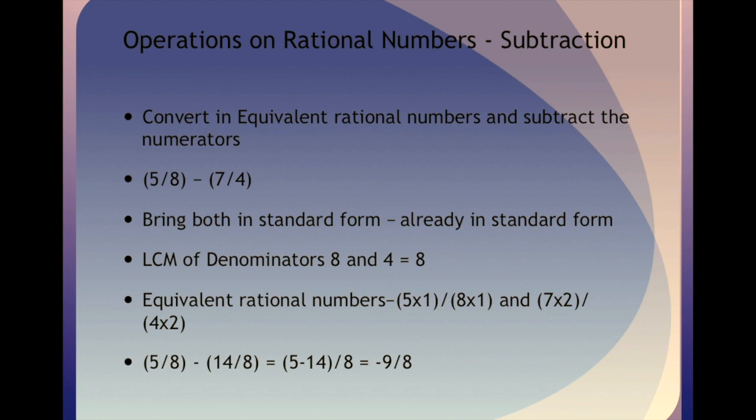So 5 by 8 and 14 by 8 are the two numbers in equivalent rational number format. Now we have to simply do the subtraction operation on numerator, which is 5 minus 14. So minus 9 by 8 is the answer. So as you can see, it is same as addition.